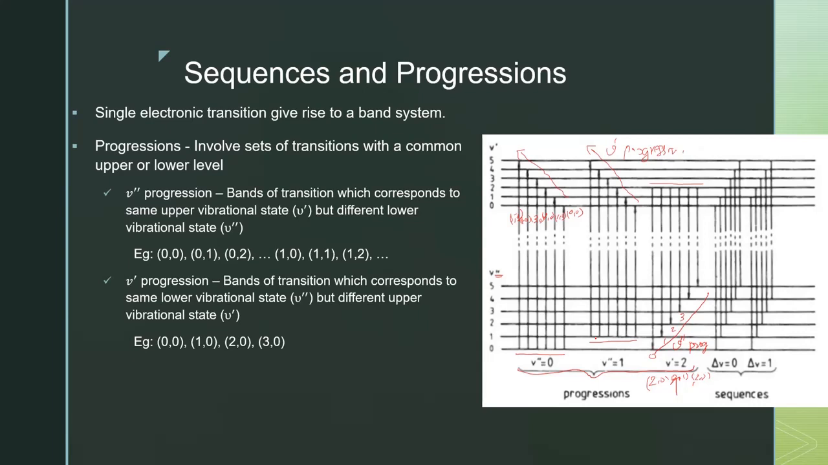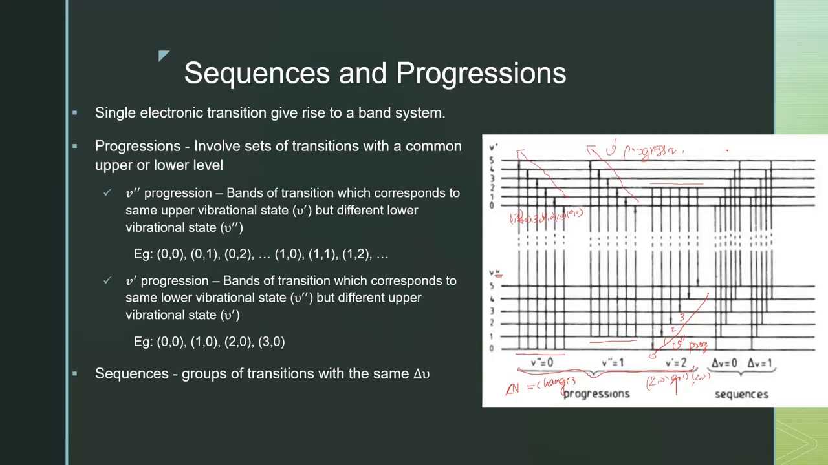Similarly, there is another set of band systems, known as sequences. Sequences are a group of transitions in which the delta V is the same. For a 0 0 transition, there is no difference, so the delta V is 0. If it is a 0 1 transition, the delta V is 1. For 0 2, delta V is 2. For 0 3, delta V is 3, and so on. So in the case of progressions, the delta V always changes. But if we have a set of transitions in which the delta V is constant, then that set of band systems is known as sequences.